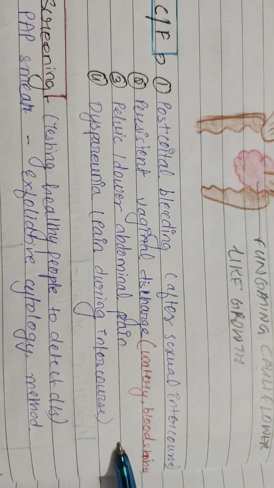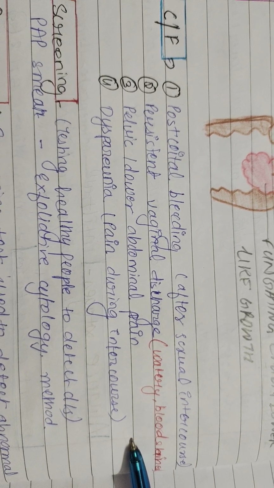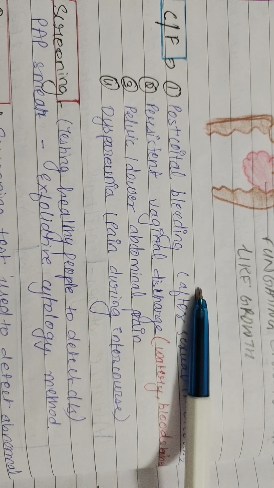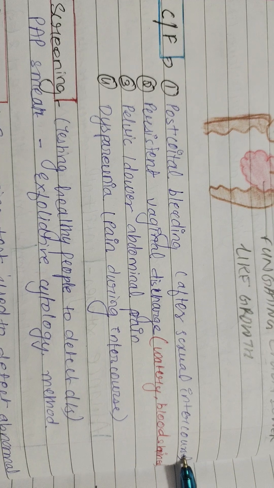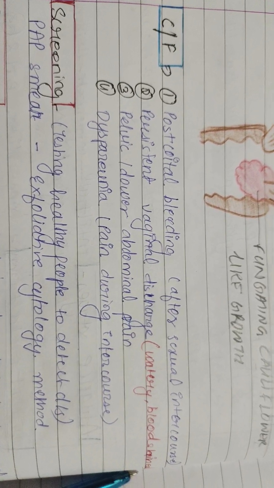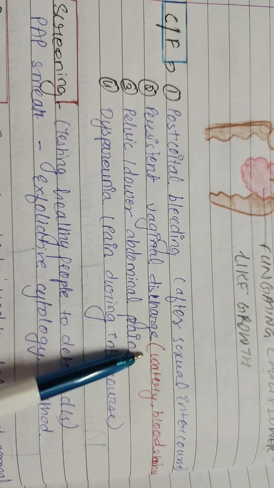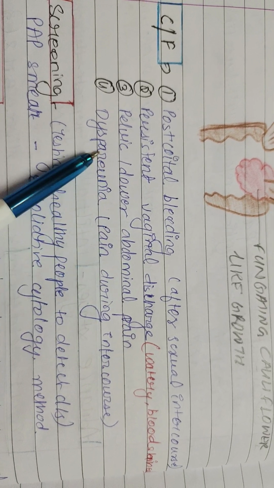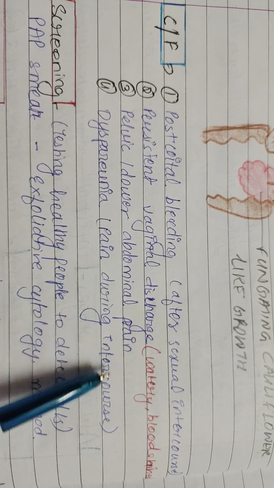Clinical features of cervical cancer are that the patient has postcoital bleeding after sexual intercourse, persistent vaginal discharge which is watery or blood-stained, pelvic or lower abdominal pain is present, and dyspareunia is present, meaning pain during the intercourse.